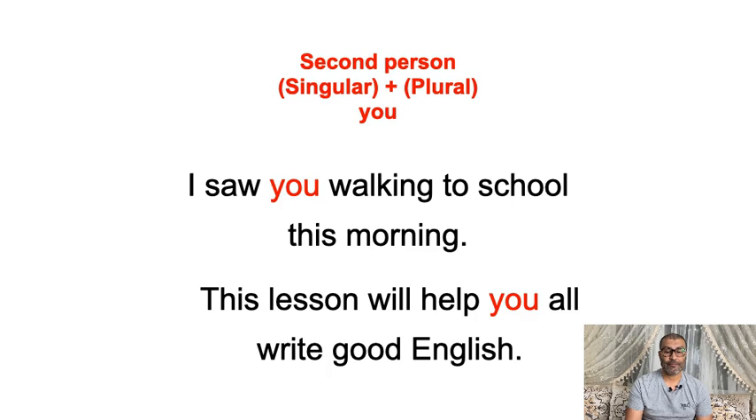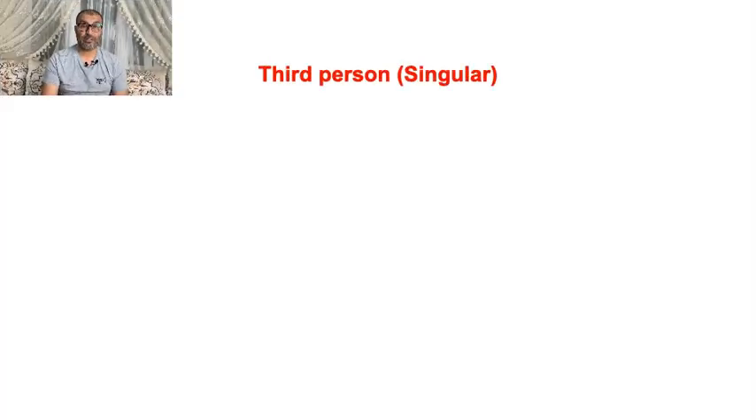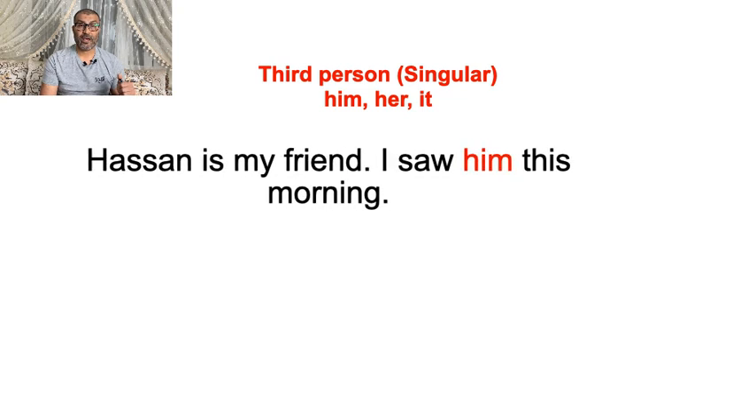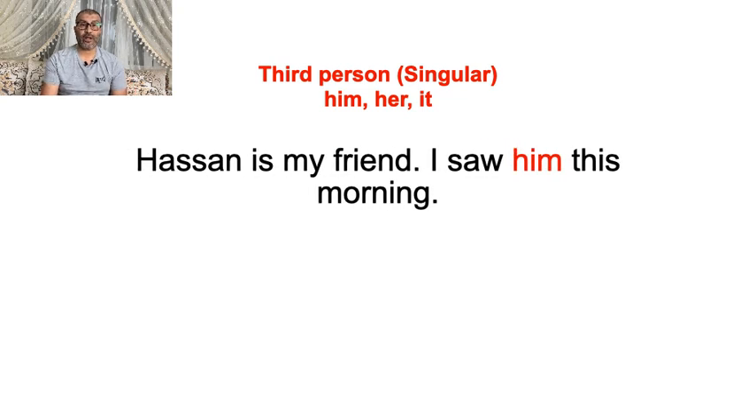Okay. Next one is the third person singular, which is him, her, and it. Example, Hassan is my friend. I saw him this morning. So this is a singular him.